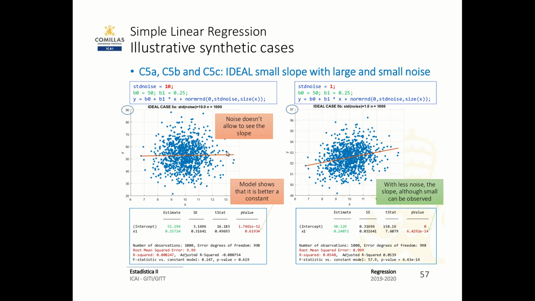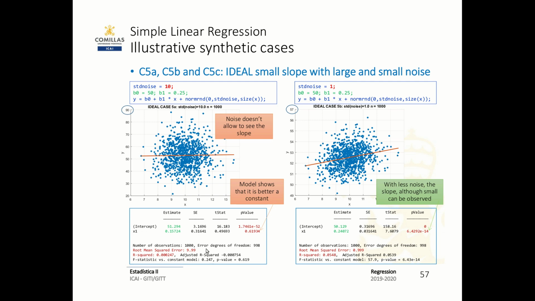So now the intercept here is clearly different from 0, because it is 50, much larger than 0. But the small slope cannot be detected in this case, while in this other case it is clearly detected with a reasonable accuracy. And here again the root mean square errors are good estimates of the true standard deviations because we have a lot of data.